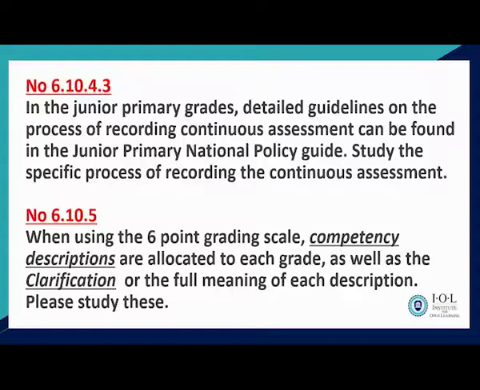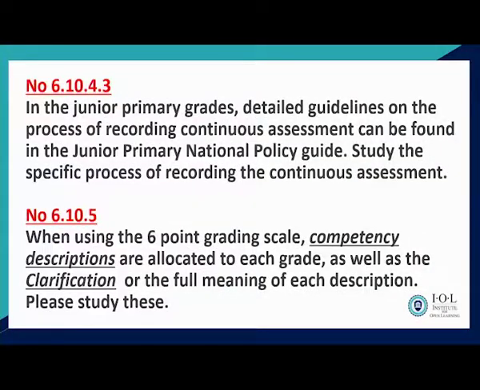6.10.4.3, the junior primary grades: detailed guidelines on the process of recording continuous assessment can be found in the Junior Primary National Policy Guide. Study the specific process of recording the continuous assessment. That is, how do you record it? Not how do you do it, how do you record the marks? And 6.10.5, when using the 6-point grading scale, competency descriptions are allocated to each grade, as well as clarification of the full meaning of each description. Please study this.